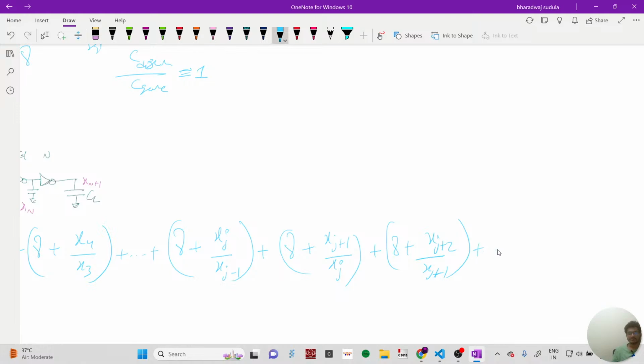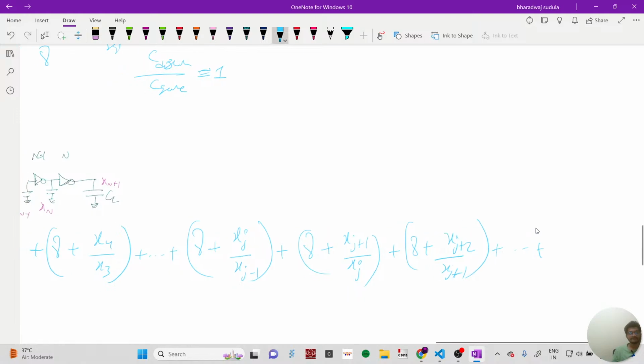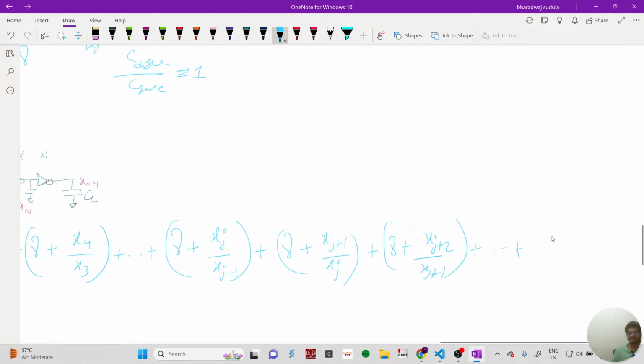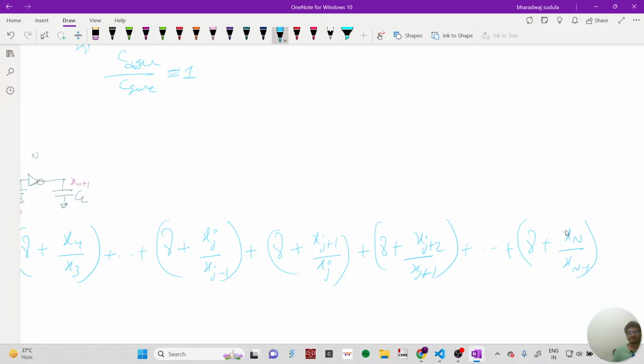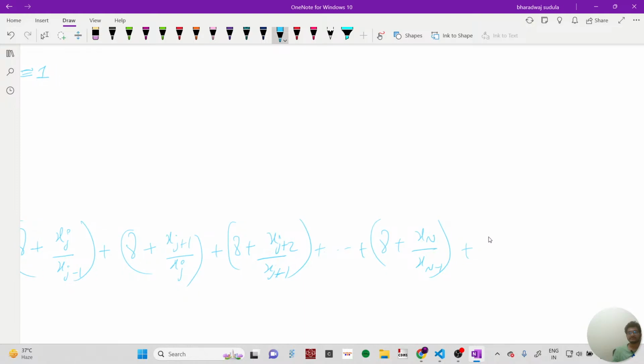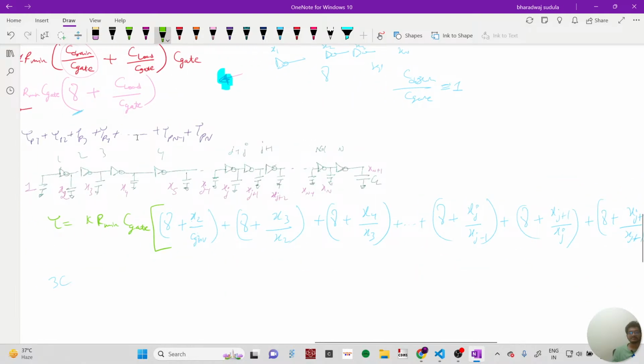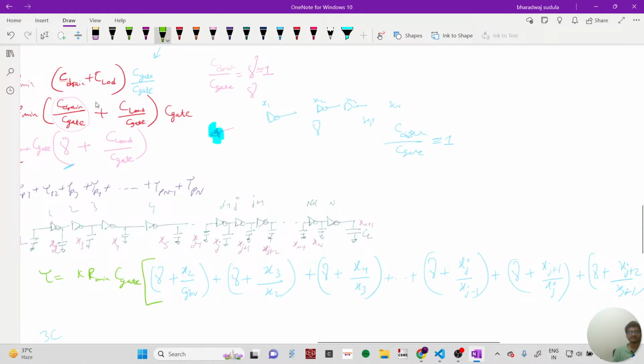And so on. For the n minus 1 gate, it will be gamma plus xn by xn minus 1. For the nth gate, gamma plus load cap by xn. So this is the time constant expression with some manipulations in the initial equation.